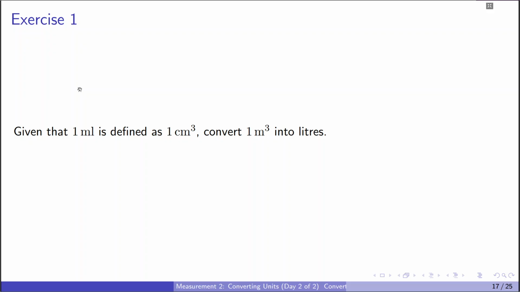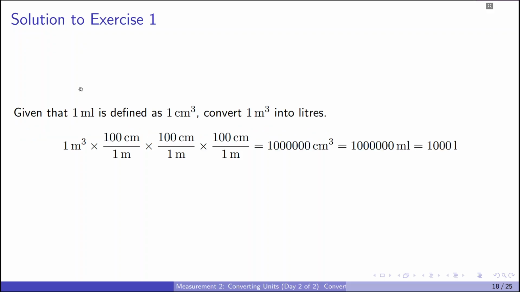Pause now, take any time you need. All right, moving forward from here. We take 3 of our 100 centimeters per meter to convert cubic meters into cubic centimeters. Cubic centimeters, we have 1,000,000 of those. That's 1,000,000 milliliters, or 1,000 liters when we divide by 1,000. So 1 cubic meter is 1,000 liters.